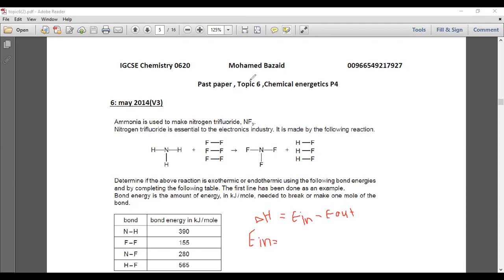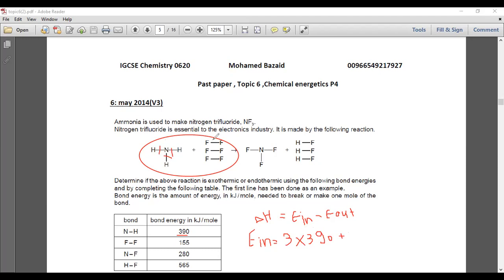Energy in is the energy of the reactants. What are the reactants? Start with the first compound, N bond H. So I have 3 N bond H, 3 multiply. What is the value of N bond H? 390. So 390 plus. Do you have anything here? No. Done. The first compound is done.